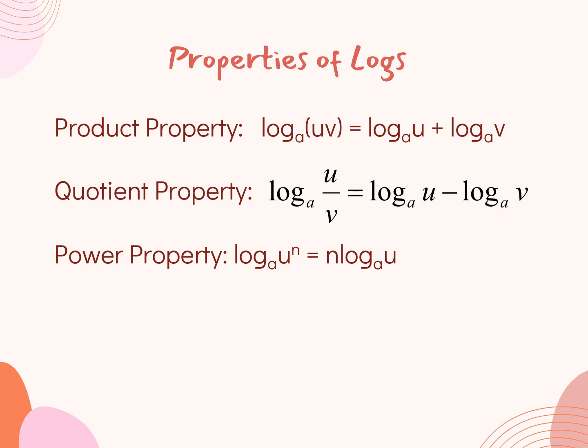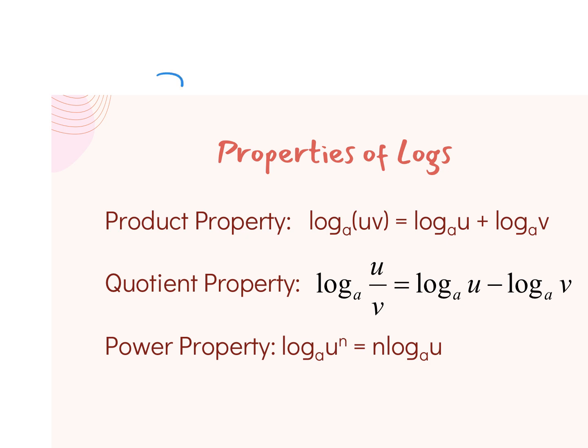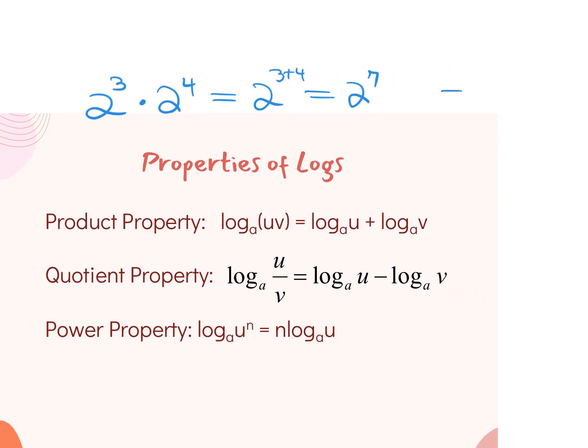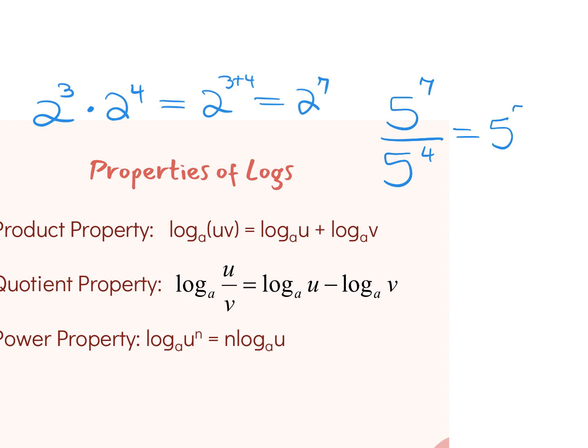Now, if you think about it, this is the opposite of exponents. So remember when you did a problem like this, like 2 to the third times 2 to the fourth? Remember when you multiply exponents that have the same base, you keep the base and you add the powers. So this is the same idea, but with logs. And remember when you divide exponents that have the same base, you take their powers and you would subtract them. So this would become 5 to the 7 minus 4 power, or 5 to the third.